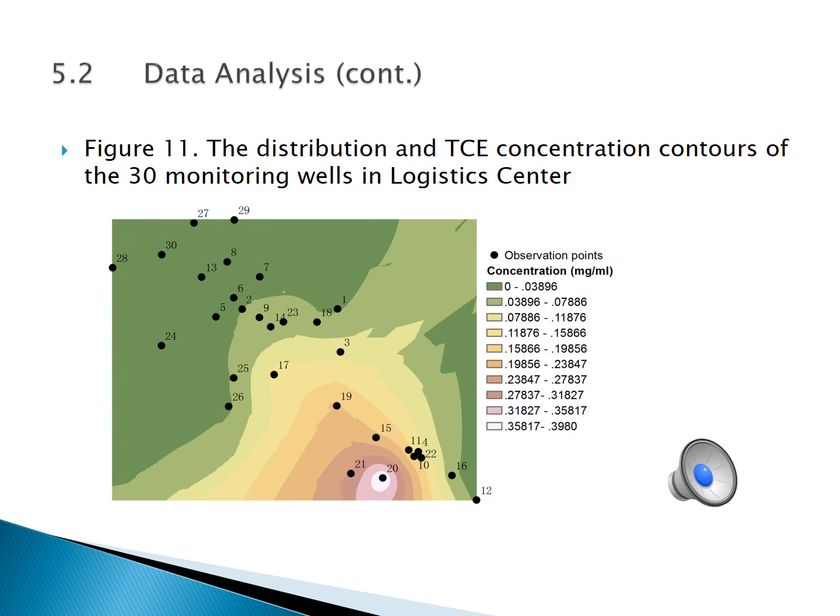Figure 11 shows the distribution and contaminant concentration contours of the 30 monitoring wells in the logistics center. The numbers are the IDs of the monitoring wells that don't have any physical meaning and do not indicate the order of the wells either. On this figure, the unit of contaminant concentration is wrong. The unit should be measured in milligrams per liter. The error will be corrected soon. The contour shows the source of the TCE contamination is in the southeastern corner.